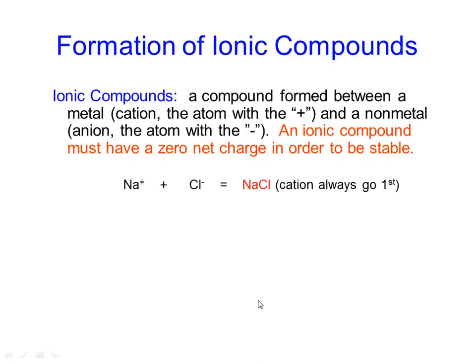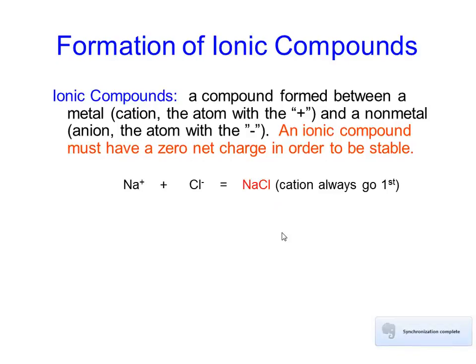For example, if I have an Na plus and Cl minus, Na plus means it likes to give one electron, and Cl minus means it wants to receive one electron. So it's like, you want to give me $1, I want to receive $1. So then I got what? One Na, one Cl. And the rule to put them together is the cation always goes first. We don't have ClNa, but NaCl.